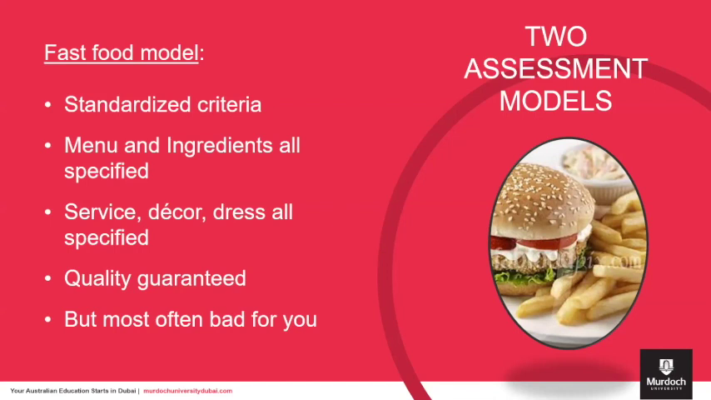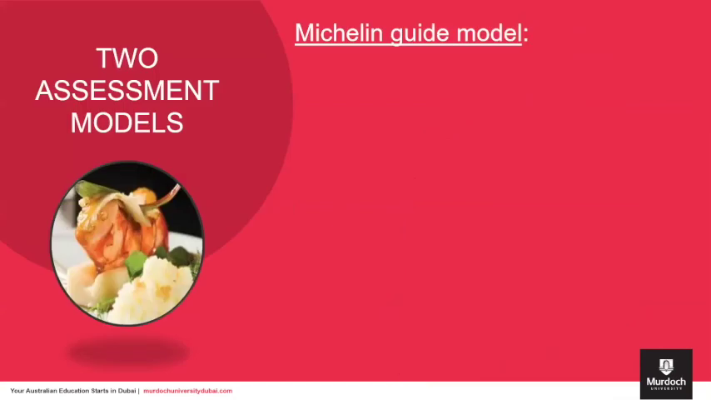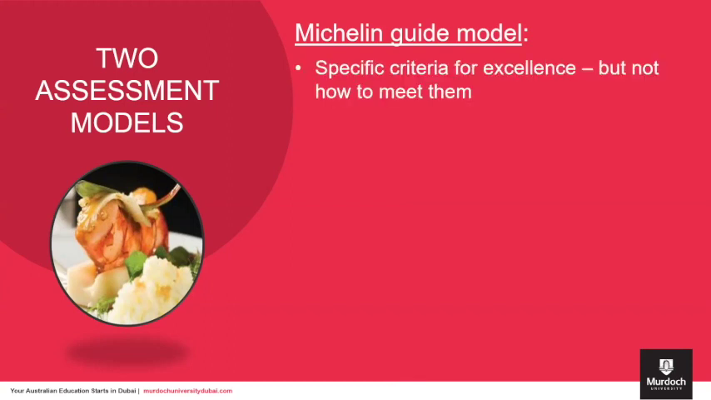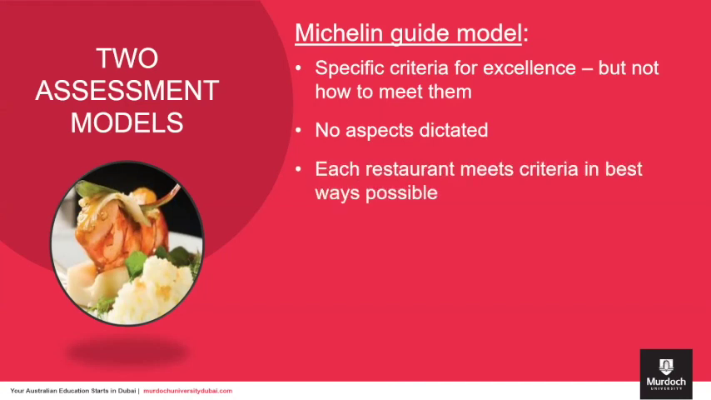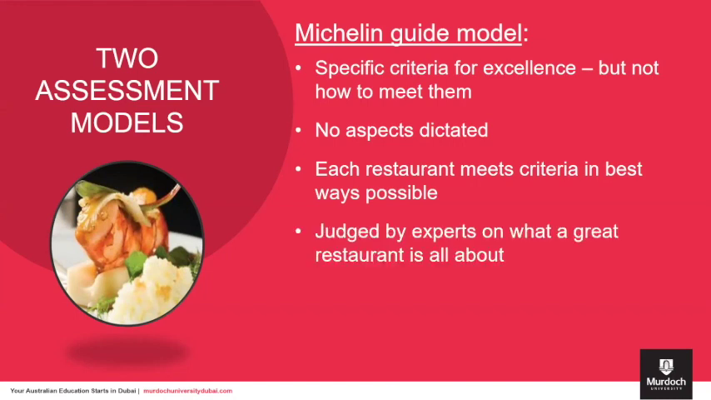The other model is what Robinson called the Michelin Guide model. Now, I'm not sure how many of you are familiar with the Michelin Guide, but it's a system of evaluating restaurants, and the top restaurants in the world have 5 Michelin stars. The way this is done is that there are specific criteria outlined for excellence, but not how to meet them. In other words, nothing is dictated. Each restaurant looks at those criteria for excellence and finds a way to meet them in the best possible ways. They are then judged by experts on what a great restaurant is all about.